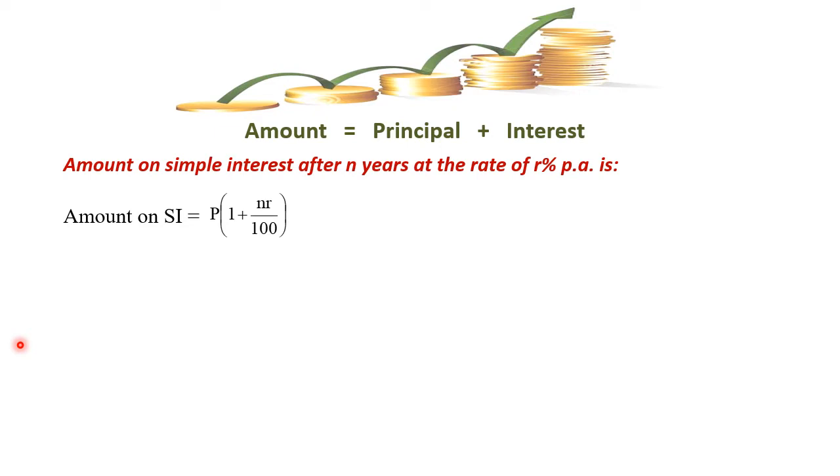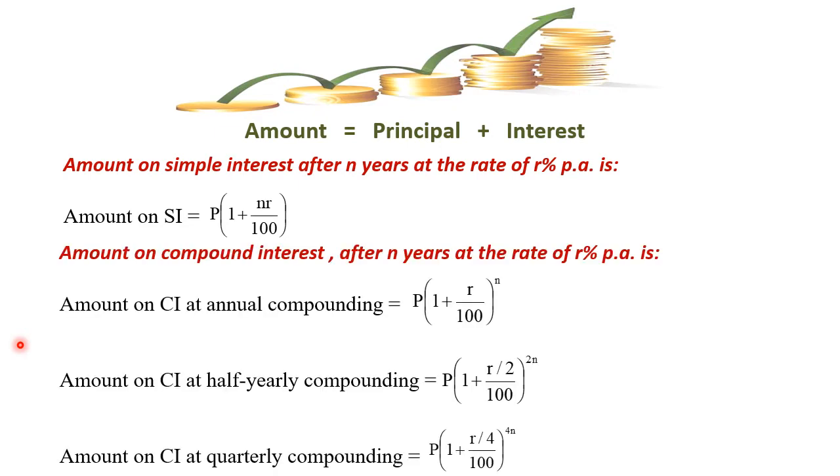Similarly, let us see how the amount on compound interest is calculated after n years at the rate of R% per annum. Amount on compound interest for annual compounding, यानी कि साल के आखिरी में किया हुआ compounding, that is equal to P multiplied by (1 plus R by 100) to the power of n. कितना अमाउंट होगा अगर हाफ ईयरली कंपाउंडिंग करते हैं, तो दैट इज P into (1 plus (R by 2) by 100) to the power of twice n.